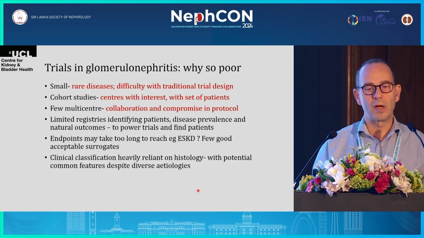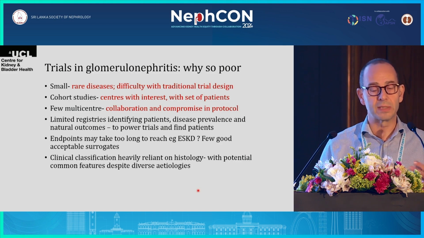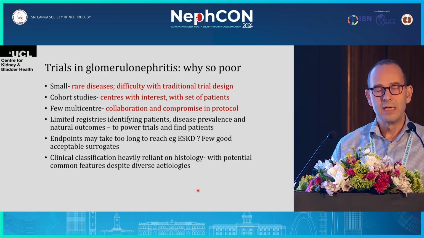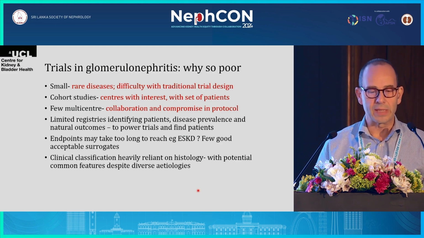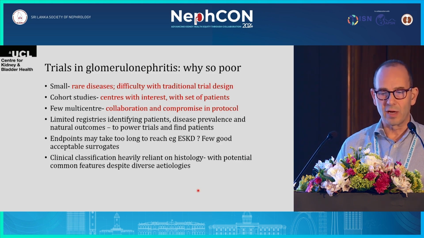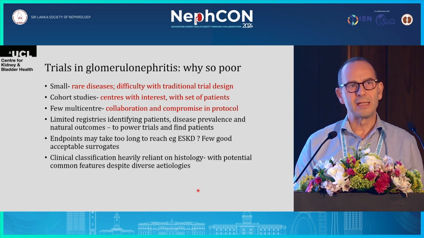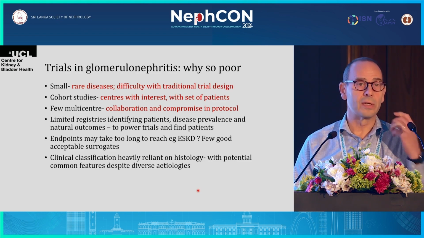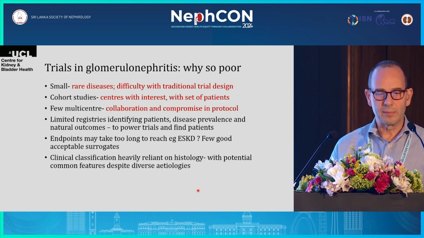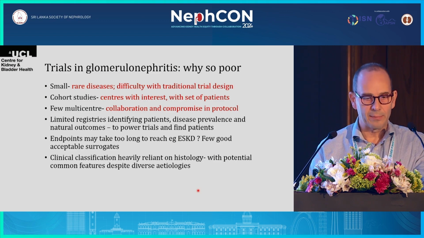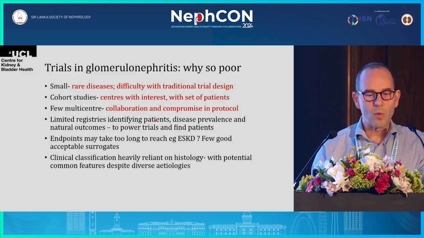Traditional trial design doesn't always apply to these conditions because it's hard to recruit large numbers of patients. There may be cohort studies that people keep to themselves and they don't like to put them into randomized trials. And it's fair to say that in nephrology, historically, we've not been very good at collaborating and compromising in terms of protocols. And sometimes heads need to be sort of knocked together to try and get that to happen. We don't know where all the patients are, so there may be lots of patients across the country and we don't really have access to them. So registries are very useful to find out where they are.